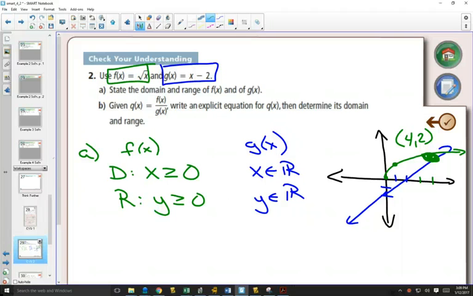So now our quotient graph is f of x divided by g of x. We want to write an explicit equation for that. So for part B here, q of x will equal f of x was the square root of x, and g of x was x minus 2.